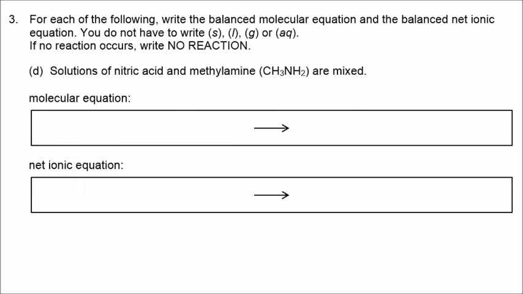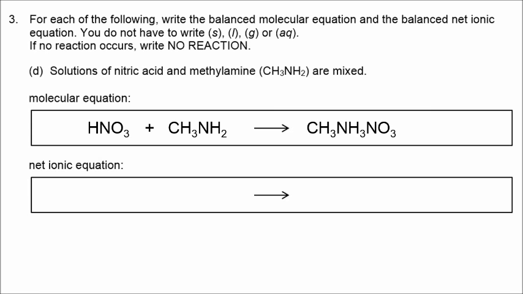Now we have a reaction between a strong acid, nitric acid, HNO3, and a weak base, methylamine. The proton transfer, the H+, will go from the acid to the base. So we end up getting CH3NH3+, the methylammonium ion. And then we have nitrate, NO3-.